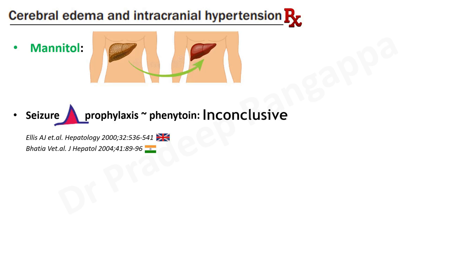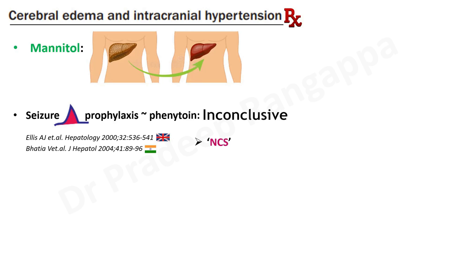Seizure prophylaxis is important, but the studies have shown that it is inconclusive whether it has any bearing on outcome. So these are the two studies. But in our practice, routinely, patients with acute liver failure who go for liver transplant are put on seizure prophylaxis to prevent worsening of brain edema.